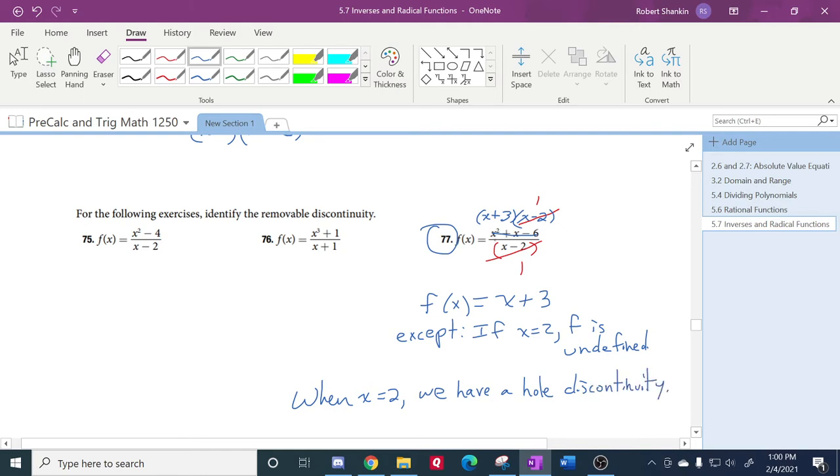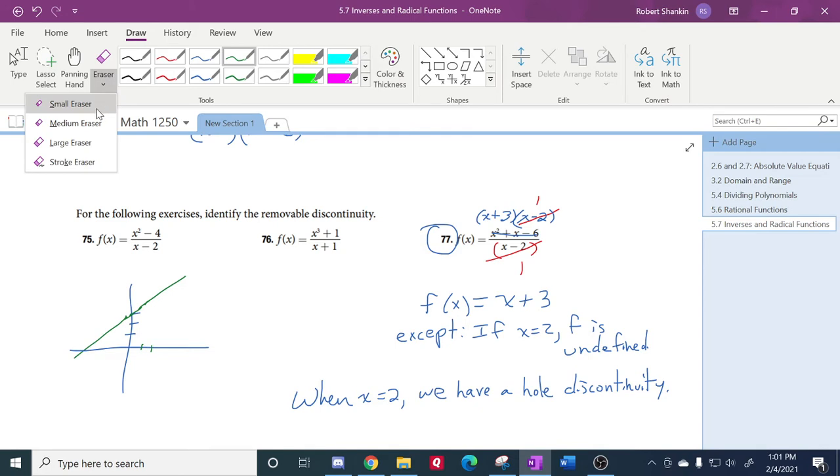So if you graph this function, you would see its graph looks just like this. Y-intercept of 3, slope of 1, looks like this, except it's got a hole, right? Whoops, not there. Where is its hole? It's when x is 2. Right up here is where the hole is.